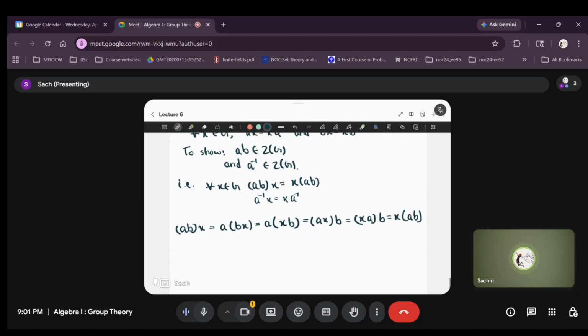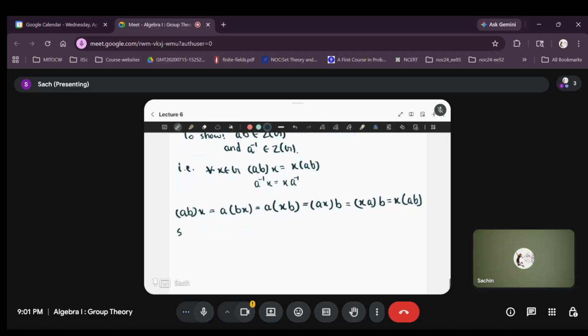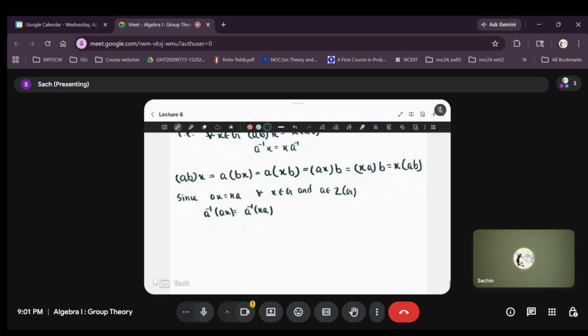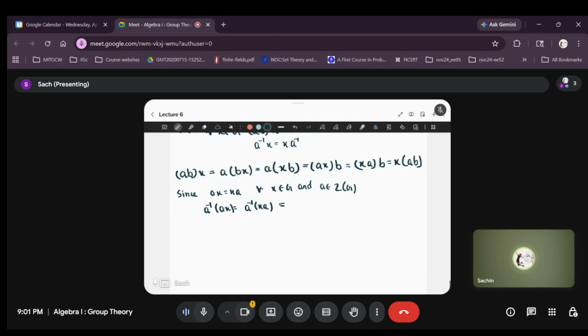Now to show this property for inverse, since AX is equal to XA for all X in G and A in the center Z(G), you can multiply on the left by A inverse. A inverse AX is equal to A inverse times XA.